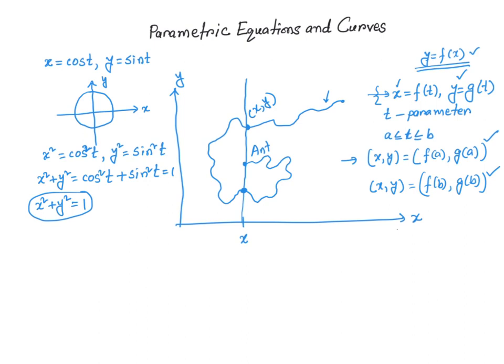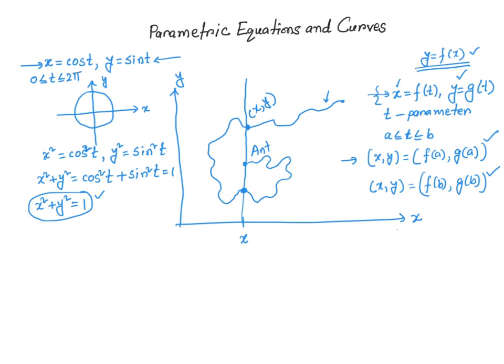Now, the parametric representation of the unit circle is x is equal to cosine of t and y is equal to sine of t. And just to remind you, here t goes between 0 and 2 pi. 0 is less than or equal to t is less than or equal to 2 pi.